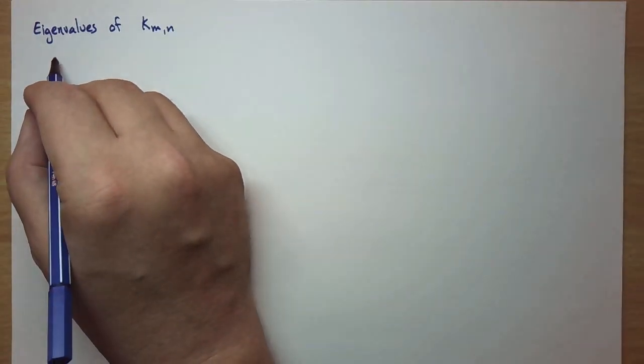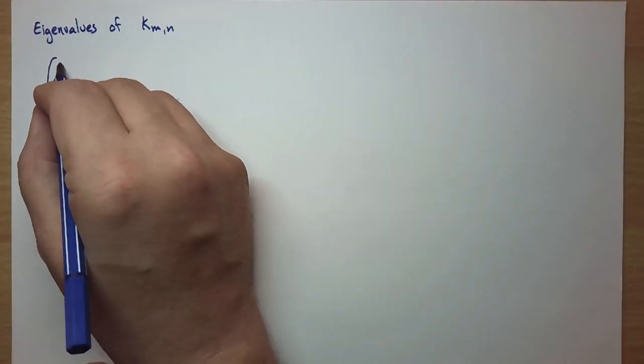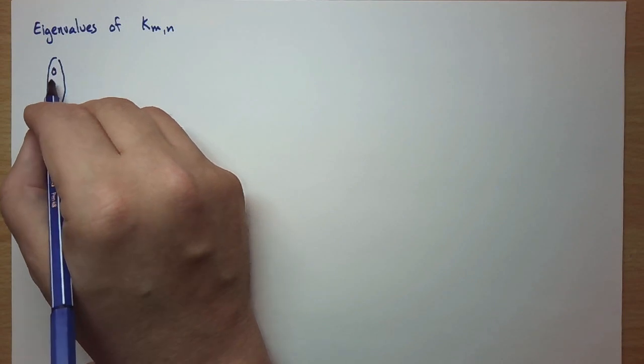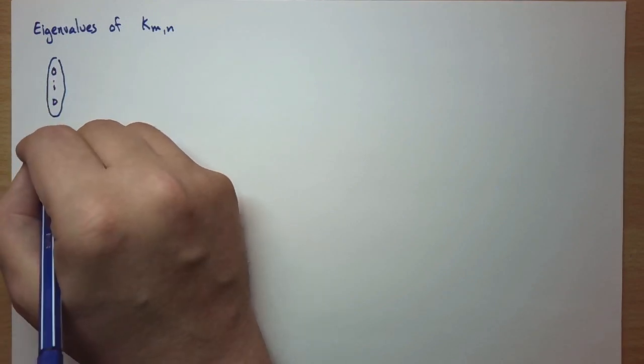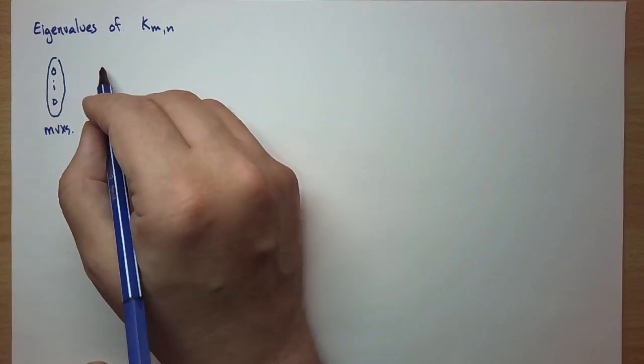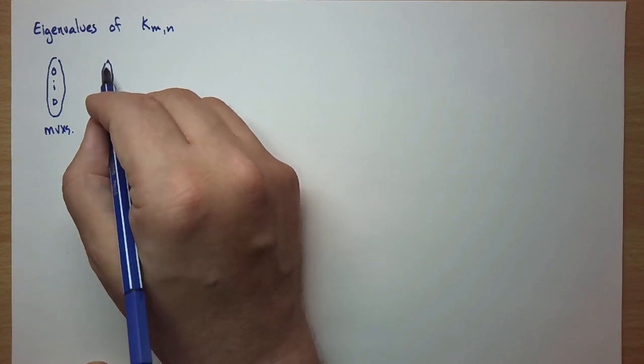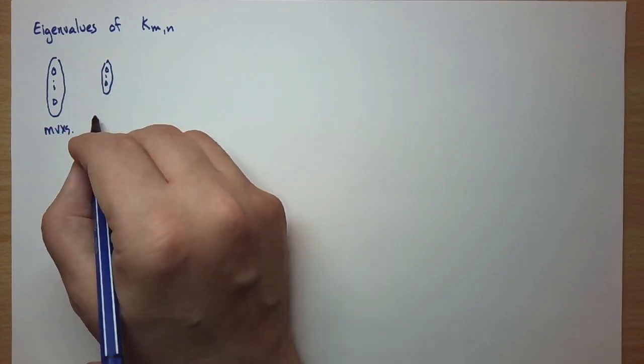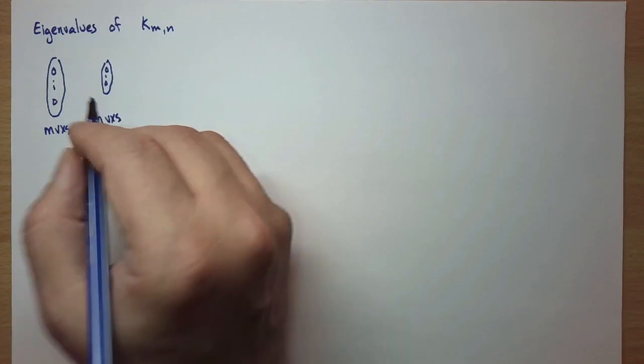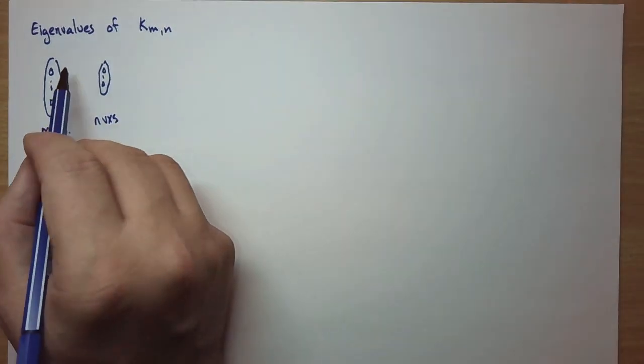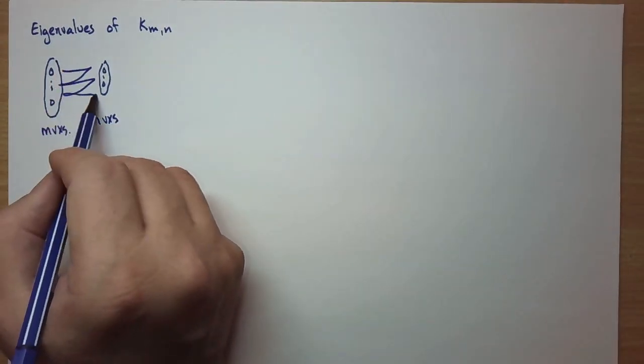What they look like is you have 2 parts. In one part, there are m vertices. The other part has n vertices. M and n do not have to be the same. They can be, but they don't have to be. And then, because it's complete, it's every possible edge in between.